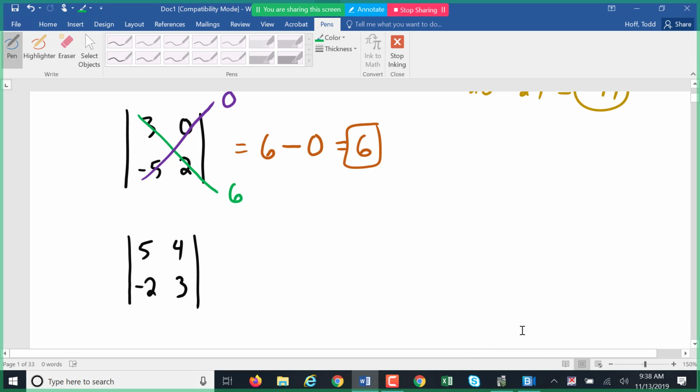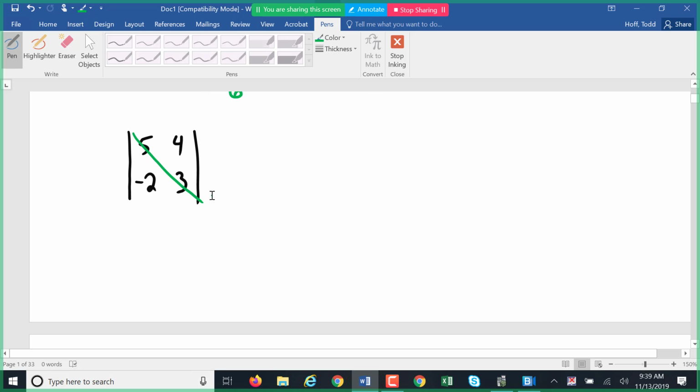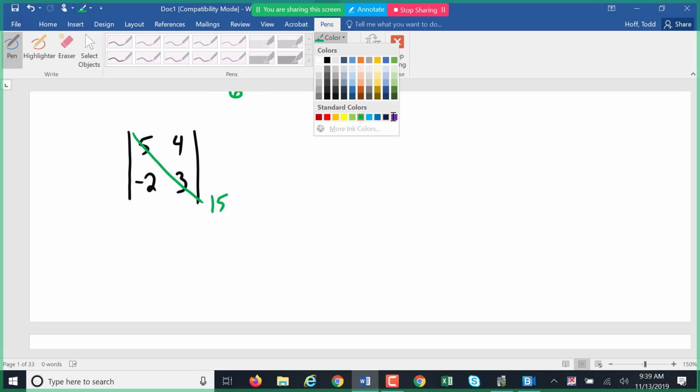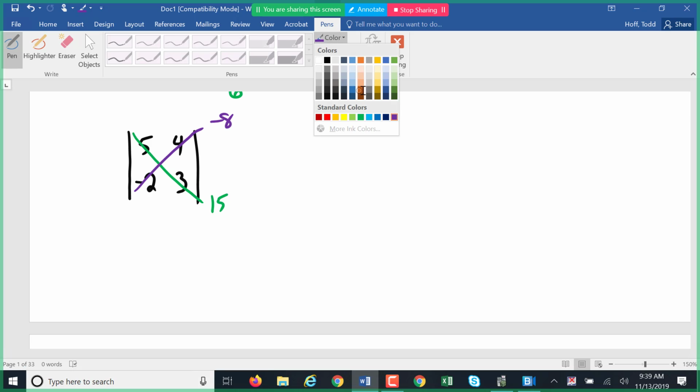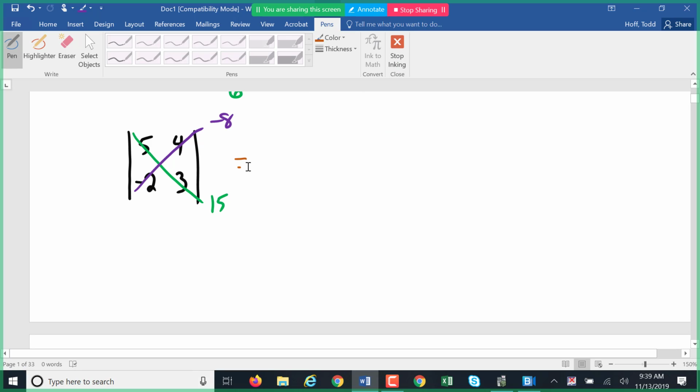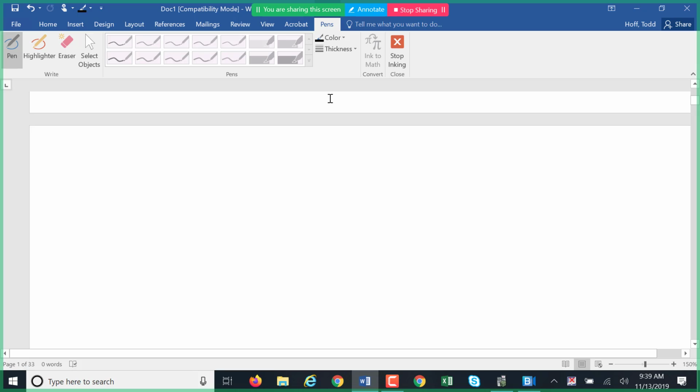So our down diagonal product is 5 times 3 is 15. Our up diagonal, negative 2 times 4 is a negative 8. So we subtract. Down of 15 minus the up of negative 8 gives us a determinant of 23. So the 2 by 2 matrices are pretty simple. When we get to a 3 by 3 matrix, this process gets to be a little more complex.